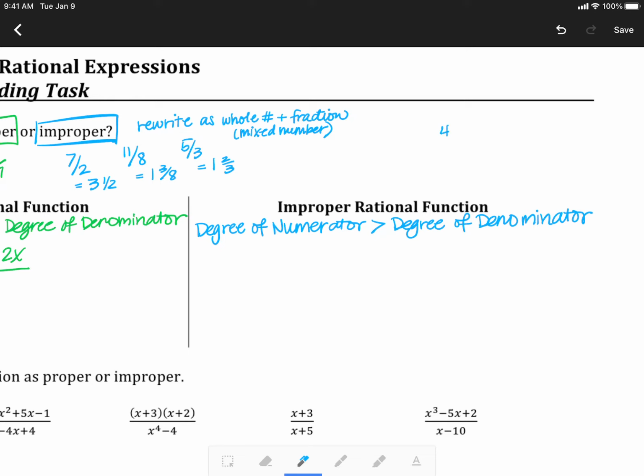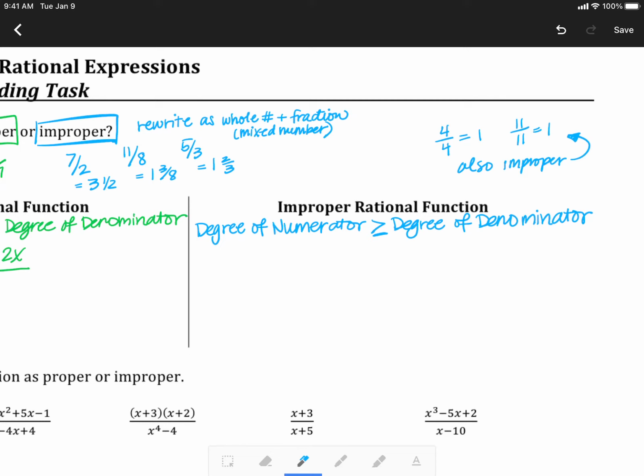So let's say we have 4 divided by 4. We can rewrite that as 1. Let's say we have 11 divided by 11. We can rewrite that also as 1. So technically, these are also improper. The fact that we can write them as a whole number means they're also improper. So not only are we looking for degrees greater in the numerator, but we're also looking for equal. So a better way to think of this is degree of the numerator is both greater than or equal to the degree of the denominator.